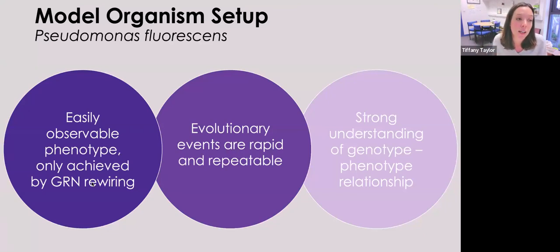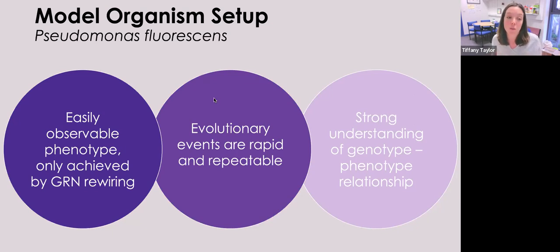So this was my postdoc work, and this is what I brought to start my own lab, because I recognized that this was a really great model system to study gene regulatory network evolution. That's because motility itself is a very easily observable phenotype. You can see it on a plate. And within this engineered mutant, it's only achieved by gene regulatory network rewiring. So as soon as we see a motile mutant, we know that rewiring has occurred, and we can look at the mutations conferring that.